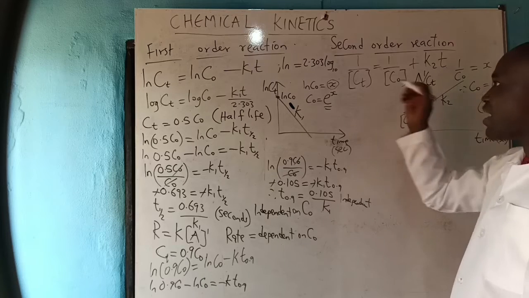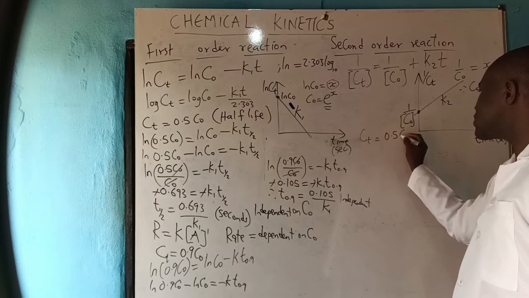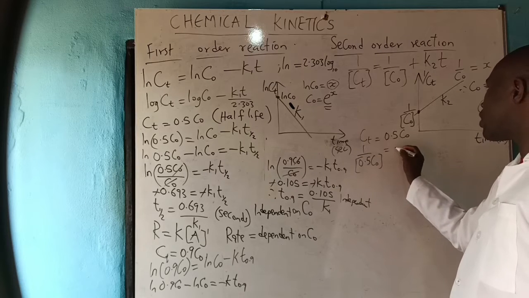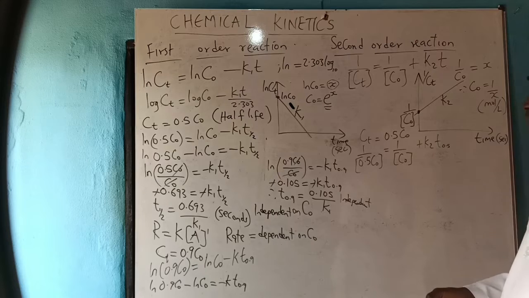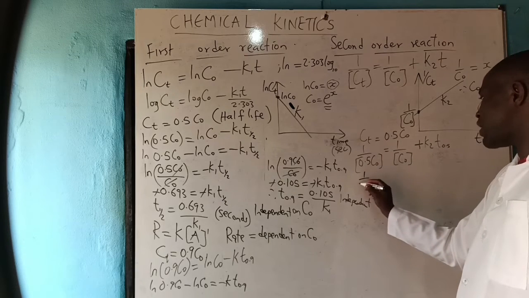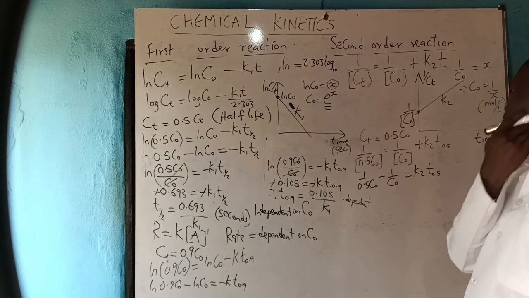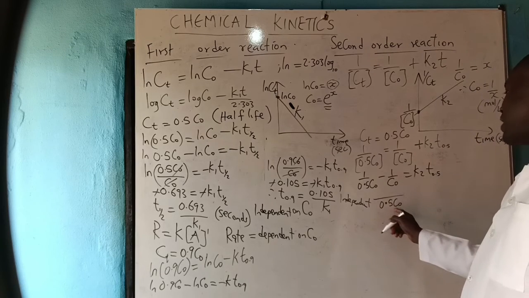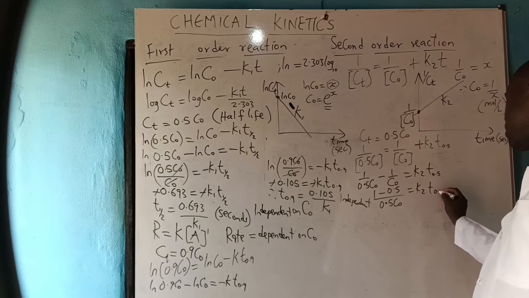Now, for the half-life, you want to get the half-life of this. You say your Ct is equal to 0.5 C0. You put it here: 1 over 0.5 C0 equals 1 over C0 plus k2 t0.5. That's for the half-life. Then you bring this here: 1 over 0.5 C0 minus 1 over C0 equals k2 t0.5. This 0.5 means we are talking about the half-life. The LCM will be 0.5 C0. This 1 times this 1 minus this 0.5 equals k2 t0.5.